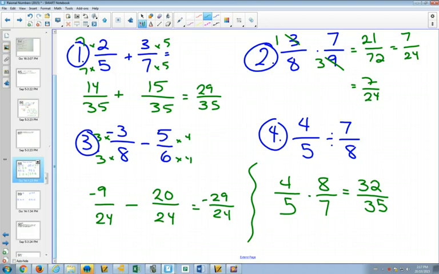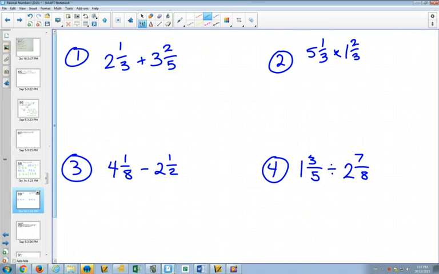Okay, 4 more to practice. These ones are all mixed numbered ones. So one thing you can do as a first step is change them all into improper fractions. 3 times 2 is 6 plus 1. This will be 7 over 3. 3 times 5 is 15 plus 2, 17 over 5.